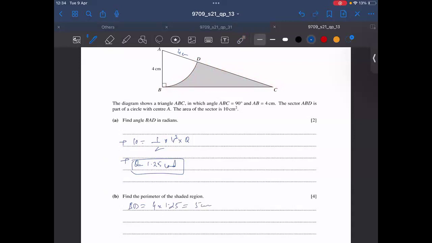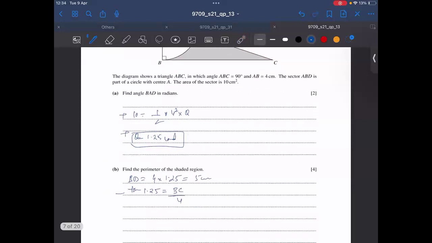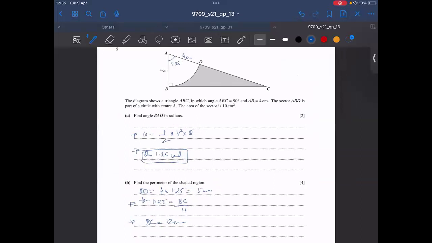Now, because I have this angle as 1.25, I'm going to calculate BC. Tan 1.25 equals BC over 4. So I'm going to get BC as 12 centimeters.